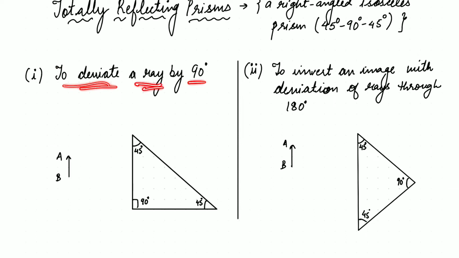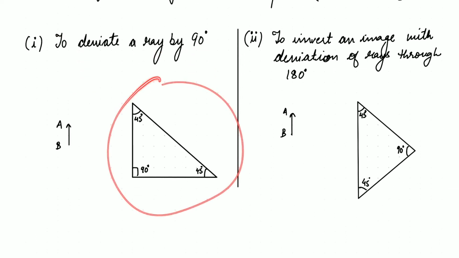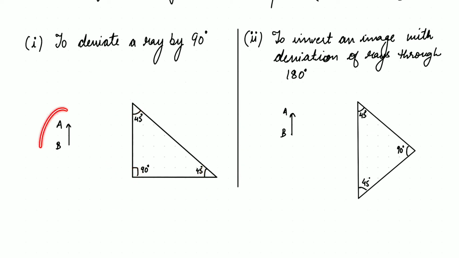To deviate a ray by 90 degrees, right? So if you want to deviate a ray by 90 degrees, for example, look at this prism, right? So you guys can see 90 degree, 45 degree, 45 degree, right? And I have this image A, B. So I want to deviate this ray by 90 degrees, right? What is going to happen? So let's say your ray is coming perpendicularly here, right? Okay, perpendicularly here, and you guys can see this is perpendicular, right?